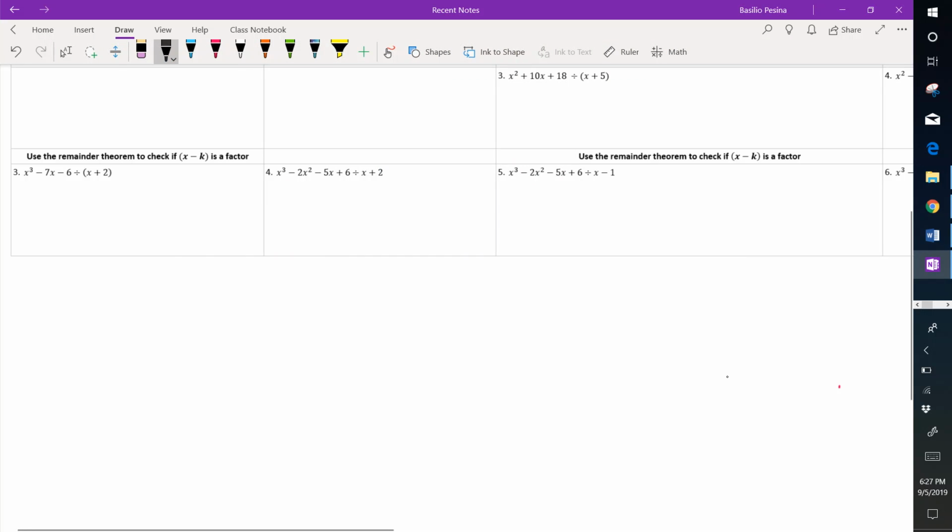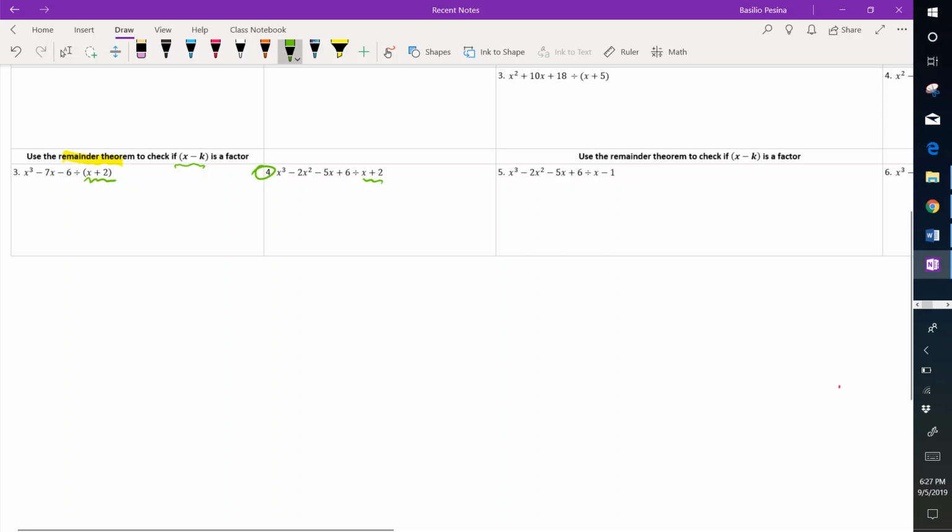Hello class, so today we're going to go ahead and continue. We're going to practice the remainder theorem. That's pretty much telling me that I can check if the given linear term x minus k is a factor. We can often see that this is a part that's being divided by. Let's practice with this one right here, number 4.